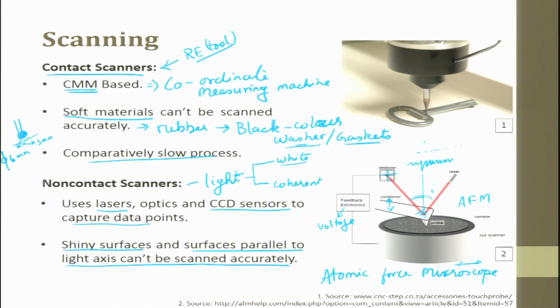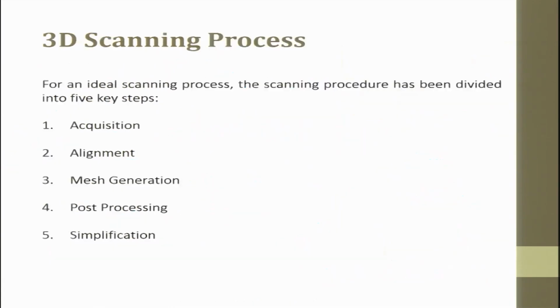The other way around is, if you remove the probe itself and directly allow the laser to hit and reflect, that is also possible. Again, if the surface is very flat and very shiny, then you will not get proper data. So this is a major limitation of the non-contact type, and the other is the major limitation of the contact type. But these two are the most prominent scanning techniques available: contact scanners and non-contact type scanners.